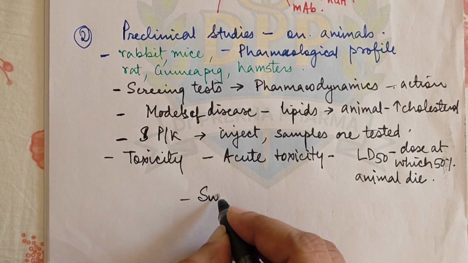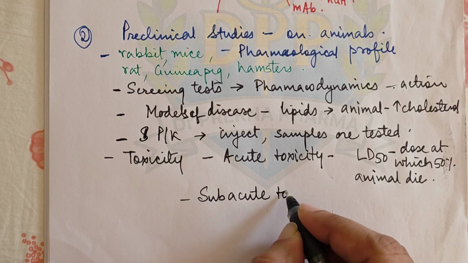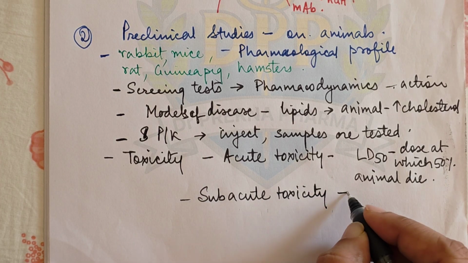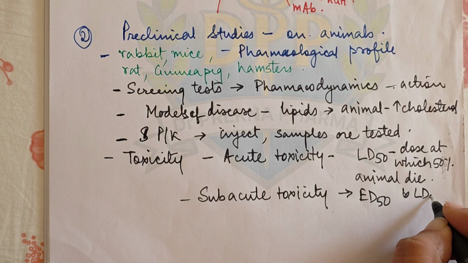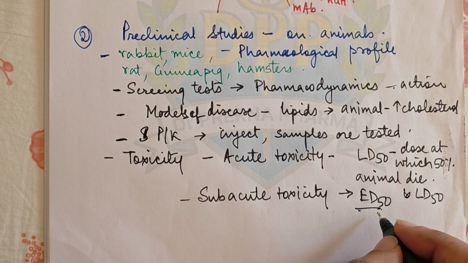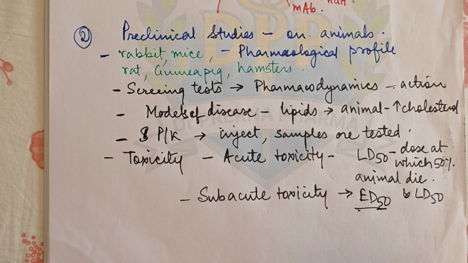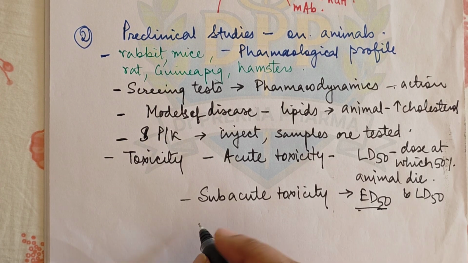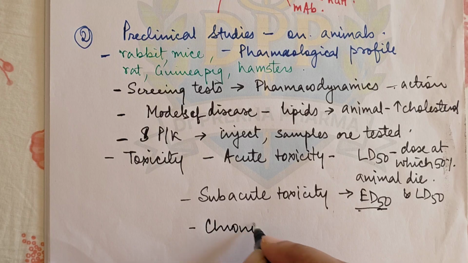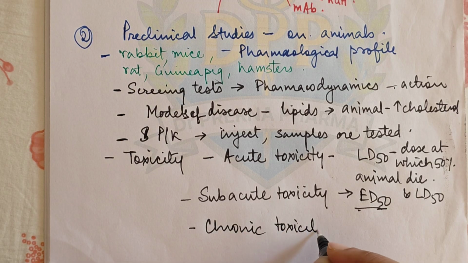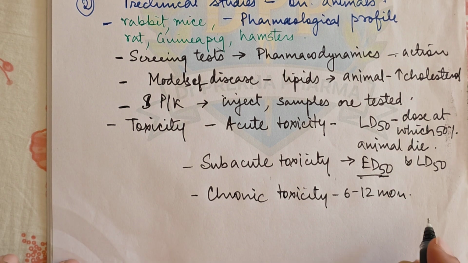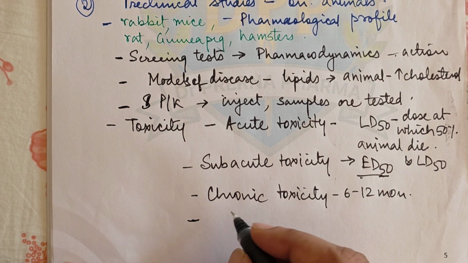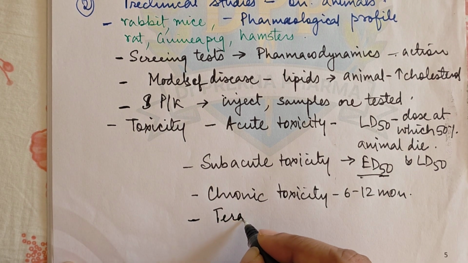Then we also do a subacute toxicity study. Here ED50 and LD50 are identified. ED50 is efficacy, the dose at which 50% effect is found in 50% of animals, and then the dose is calculated from here. Then we also do chronic toxicity studies. The drug is given for 6 to 12 months, and we find out the toxicities, if there are any, on long-term use. Then here we also study for teratogenicity.